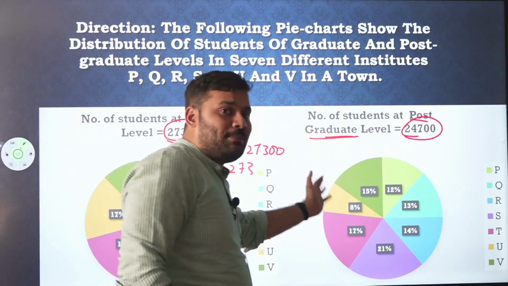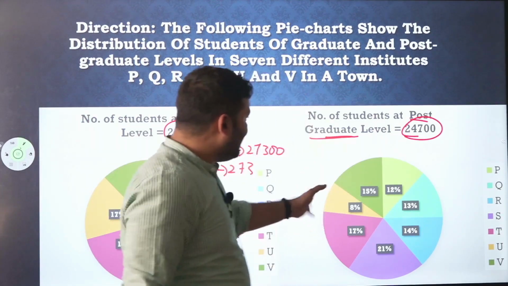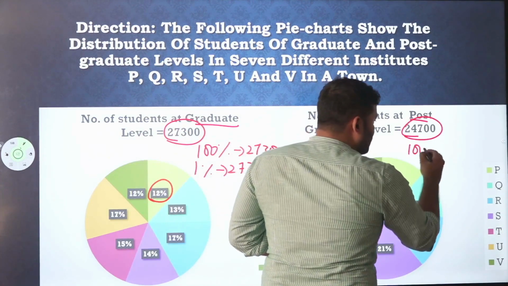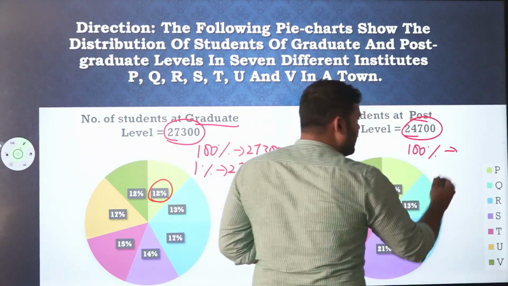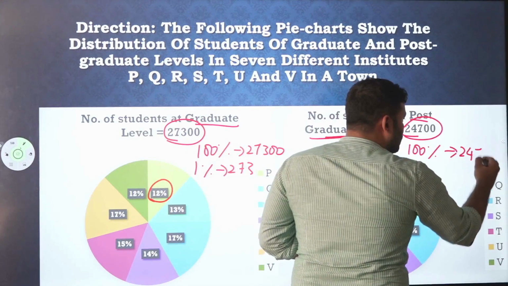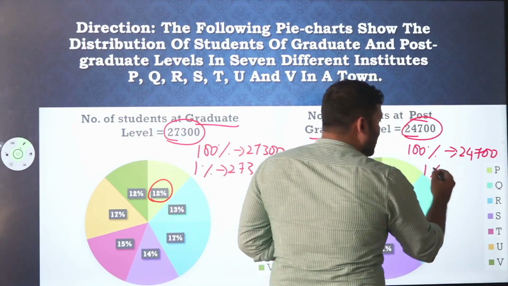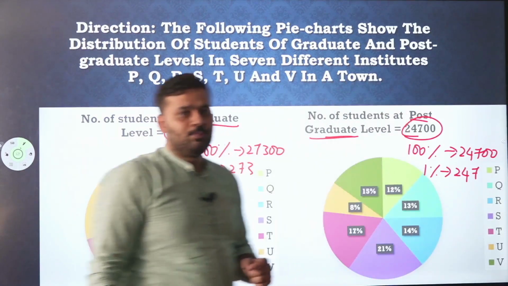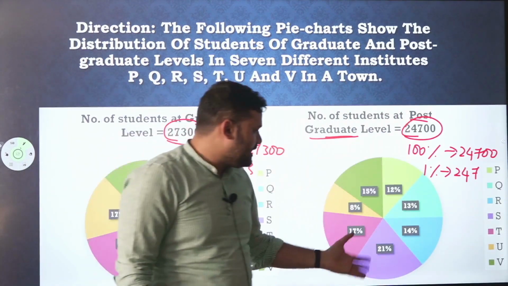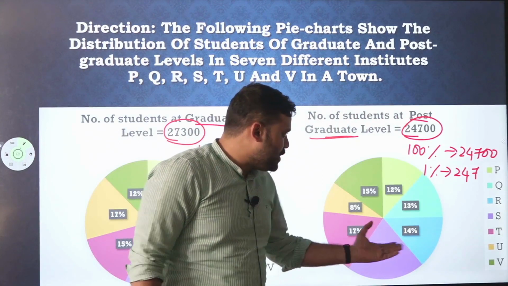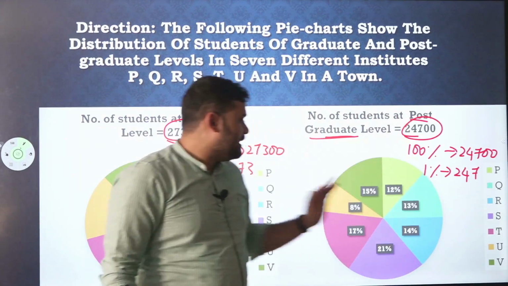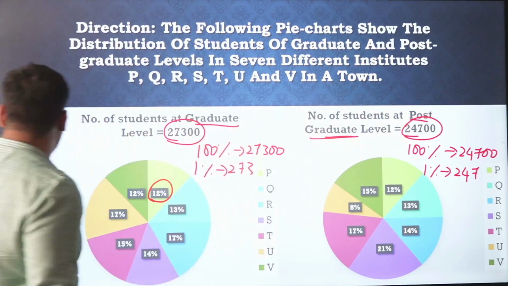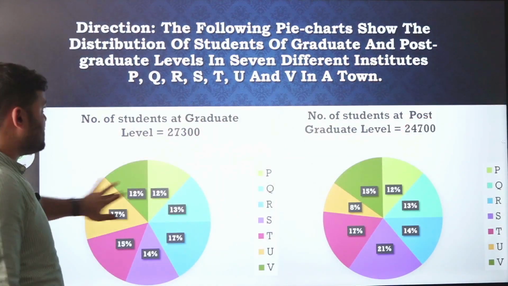Let us repeat the same in the postgraduate case here. Here in this case, the total number of students is 24,700. So can I tell 100% will translate to 24,700. So can I tell 1% translates to 247 here? As simple as that. Again, repeat the same case. If it is 21%, multiply 21 into 247, it will be simpler. Okay. Now, let's get to the question part. I hope so this much is clear.